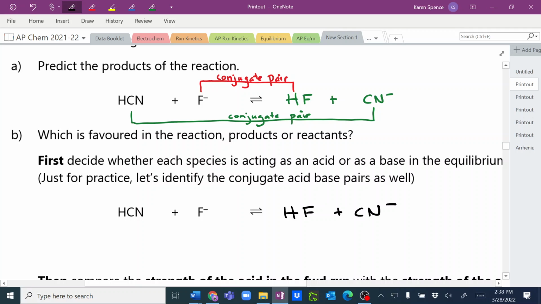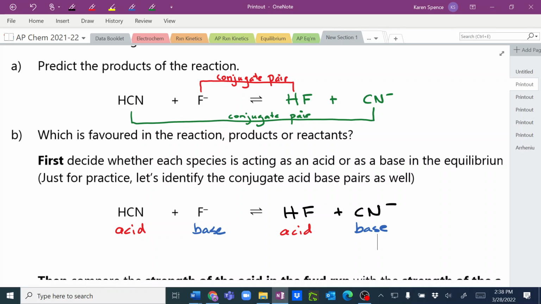So in our reactants, who is the acid? HCN is the acid, and in the products, HF is the acid. That means this is the base, and this is the base. Are any of those substances strong? Are any of those things a strong acid or a strong base? No, they are all weak.